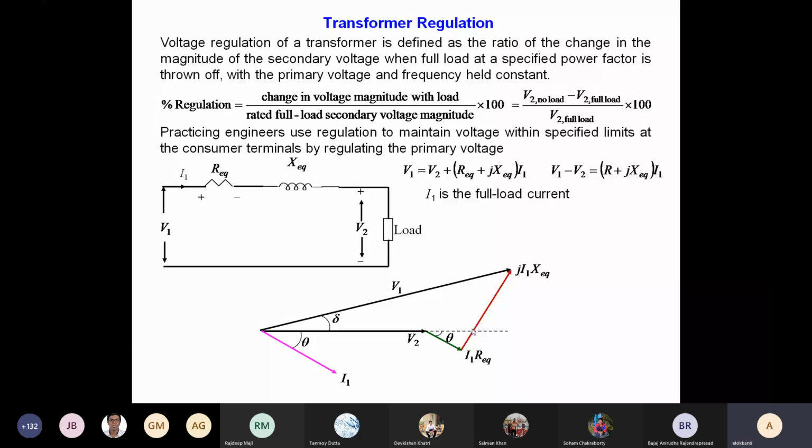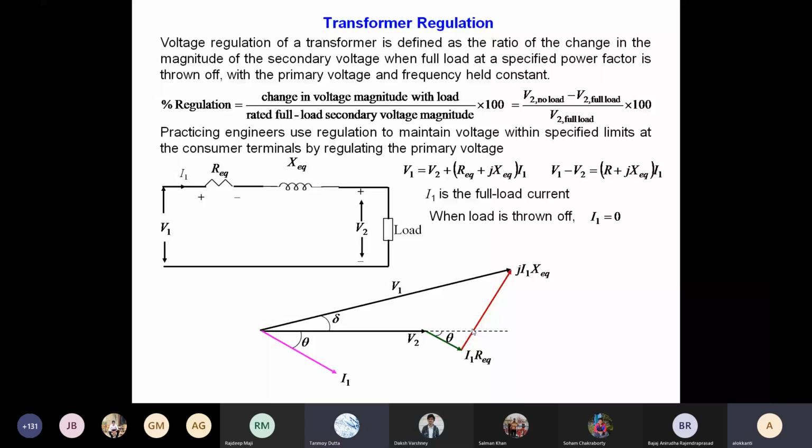So when the load is thrown off, suppose suddenly, during some storm or something, some wire gets snapped. If the wire gets snapped at the load end, then I2 becomes 0. So if I2 becomes 0, what happens to V2? Some big tree has fallen and the wire has got snapped. What will happen to V2? It becomes 0.